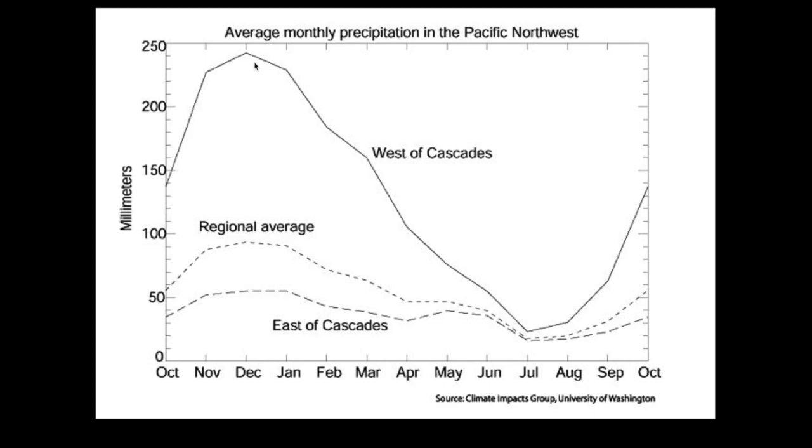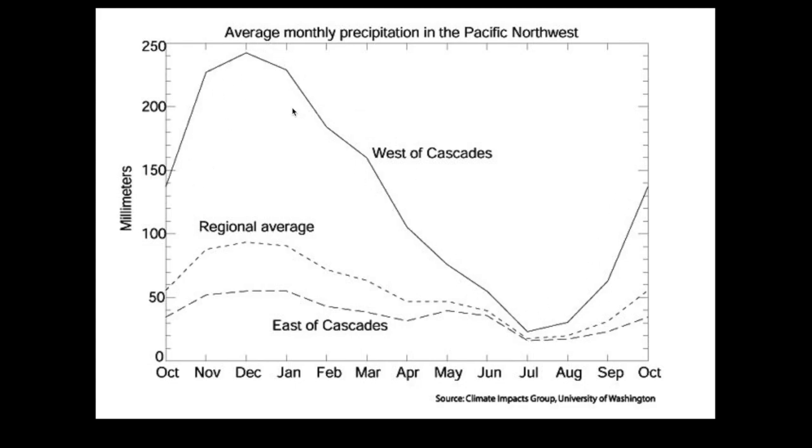In the wintertime, this is the average monthly precipitation in the Pacific Northwest. You get a lot of rain around October through March and April. But once you get down into the summertime, it dips down in July and August. Oh man, it hardly ever rains in July and August. It can occasionally, but it's pretty rare. So we get really nice summers here. But this is west of the Cascades, right here.